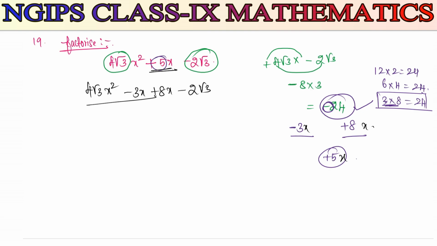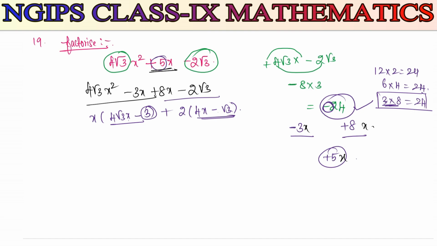Now from this I can take the value x common. When you take x common, the leftover here is 4 root 3x minus 3, and from this term I can take 2 common, so the leftover here is 4x minus root 3. Here it is 3 and here we have root 3.